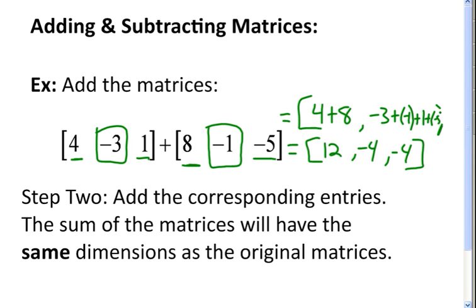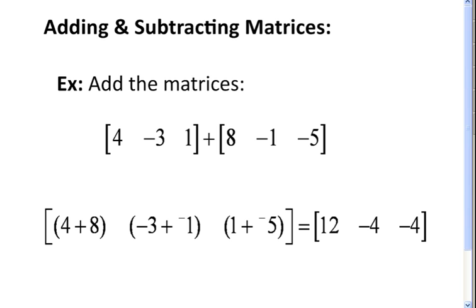When you add them together, you have to take each corresponding entry. The 4 is in the first position, first row. The 8 is in the first position, first row, so we add those together, and so on. We'll do a couple more examples. So here they finish it up.